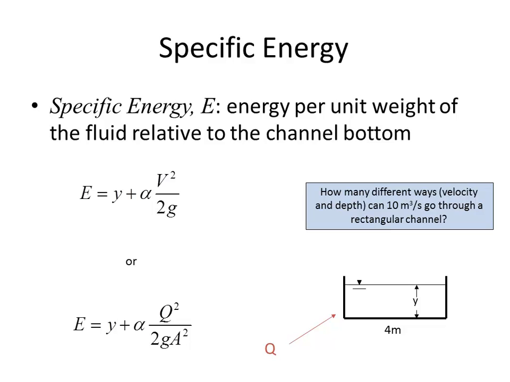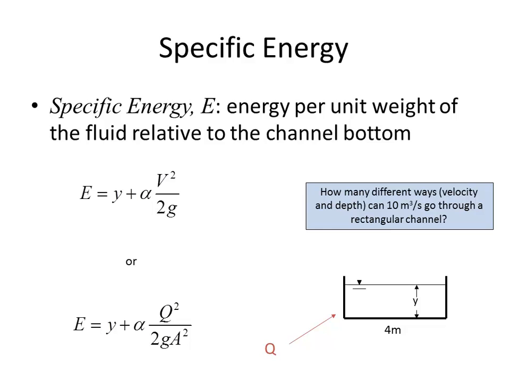So how many different combinations of velocity and depth are there that could convey that flow? Remember that Q equals VA. And so what I'm saying is there's going to be 10 cubic meters per second going through the channel, and the area is going to be 4 times Y. So how many combinations of velocity and depth are there that can convey that flow? It's an infinite number.